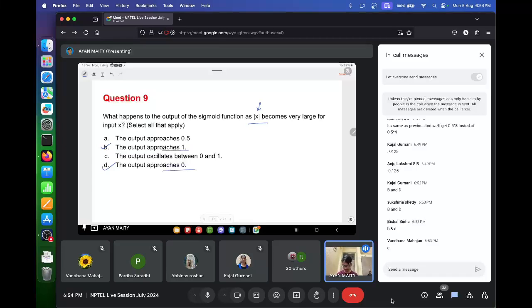So option C says it oscillates between 0 and 1, which is not right. The value of x is not oscillating. Only the absolute value is very large. That basically means it's approaching either infinity or minus infinity. So B and D are the two correct answers.